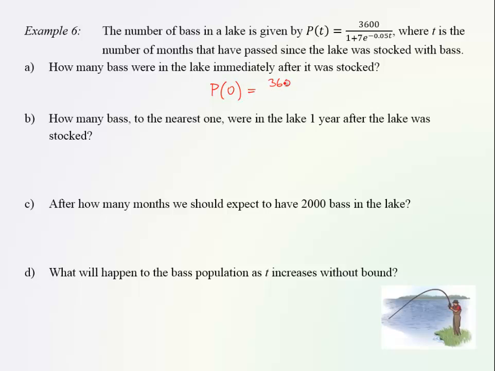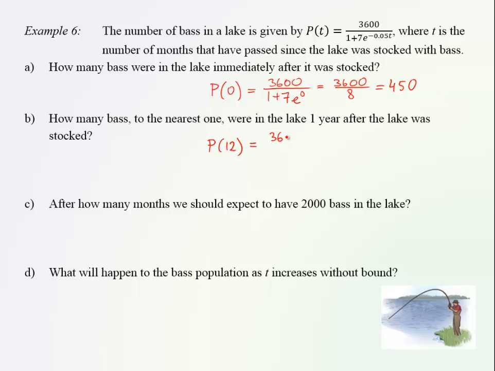So 3600 over 1 plus 7 e to the, instead of t we have 0, so e to the 0 is the same as 1, which really means 3600 over 8. And that becomes 450. So originally it was 450 fish. How many bass to the nearest one were in the lake 1 year after the lake was stocked? Well, since t is in months, 1 year is 12 months, so we really need to evaluate P of 12.